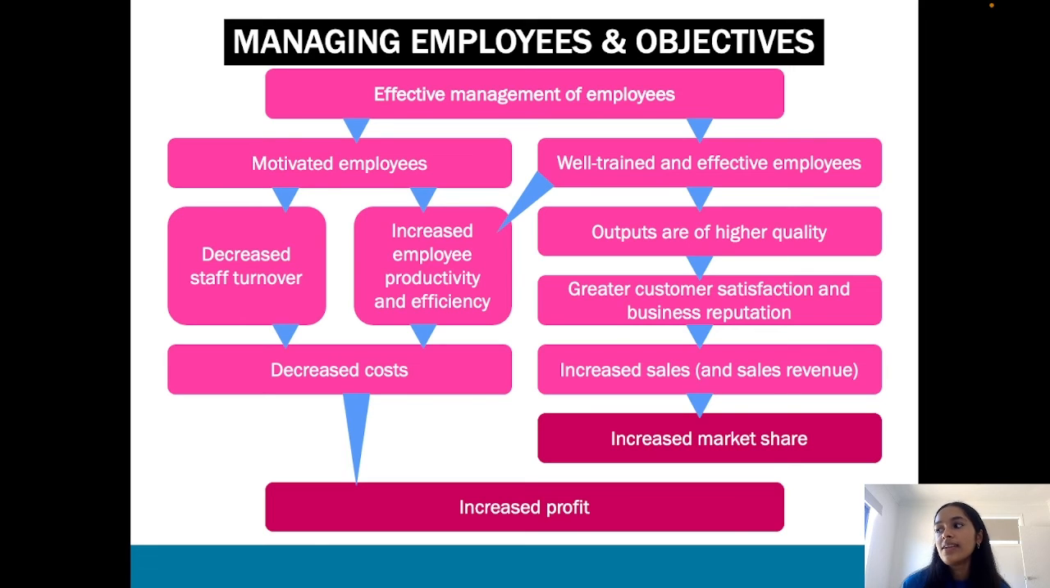Those customers are like, oh my god, love CommBank, they solved my problem in literally 2 minutes when I went there. So they're going to tell their friends, and their friends are going to want to switch to CommBank. Then everyone's banking at CommBank, and that uplifts their business reputation, and more people are coming to them. It's going to increase their sales and revenue, and they're going to have more market share. I know this is a banking business, but it's the same idea. Hopefully that makes more sense of how effective management of employees can actually impact business objectives.